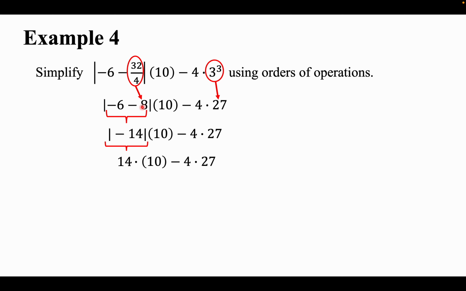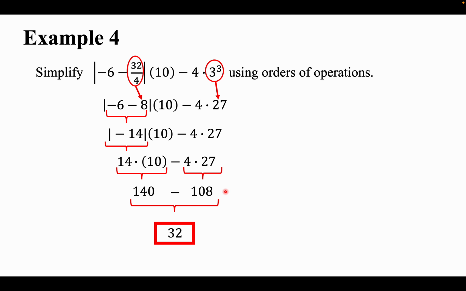Now, what I have here is a multiplication and subtraction. So why don't we group the first 2 multiplication here and then the next 2 groups. 14 times 10, that's 140, minus 4 times 27 is 108, and you subtract those 2. Now the difference of those 2 is our solution, which happens to be 32 in this case.